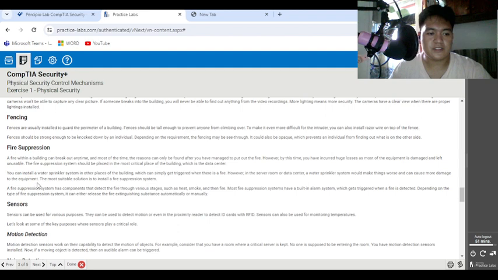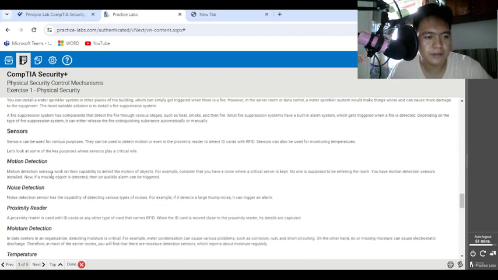Fire suppression. Fire within a building can break out any time, and most of the time the reason can be found when you manage to put out the fire. If you incur the usual, more of the equipment is damaged and left unusable. The fire suppression system should be placed most critical to the building, which is the data center.